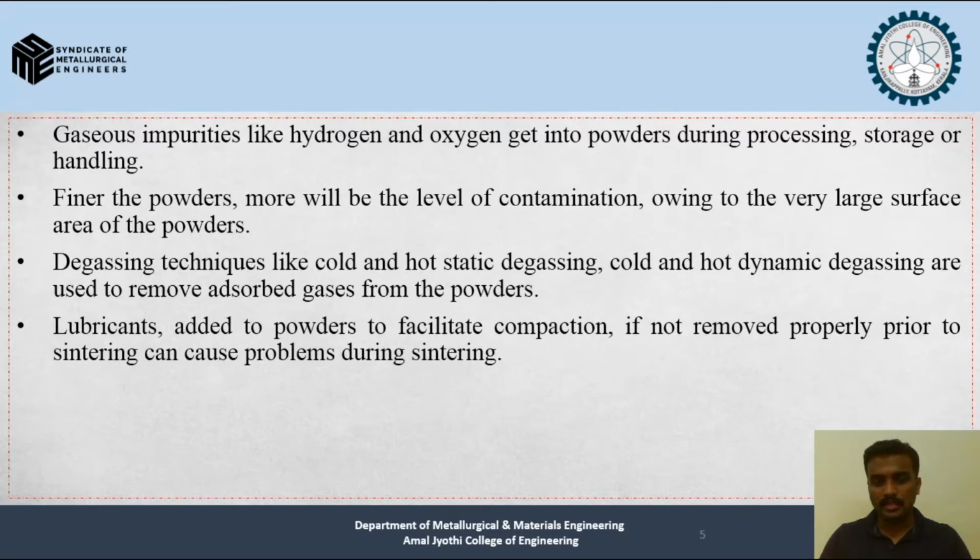So we have a different kind of contamination, like lubricants. Lubricants are used to make the compaction easier, or to make the die removal process easier. So this lubricant can also be considered a contaminant, but it is added to the powder to facilitate the compaction process. If not removed properly, this can also lead to problems in the sintering process. So we have to make sure that process is also done in a proper manner.